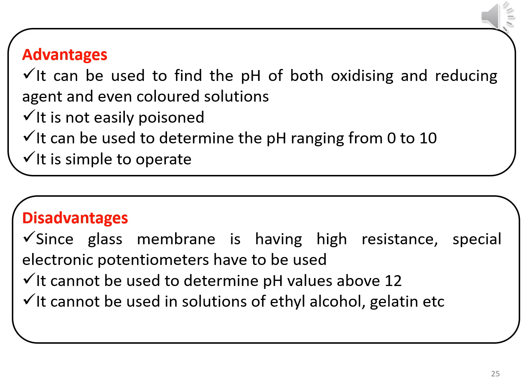Some of the disadvantages are that the glass membrane used in the electrode has an appreciable resistance, so we have to use a special electronic potentiometer. The glass electrode cannot be used to determine the pH of solutions above 12. It cannot be used in solutions containing ethyl alcohol, gelatin, etc.